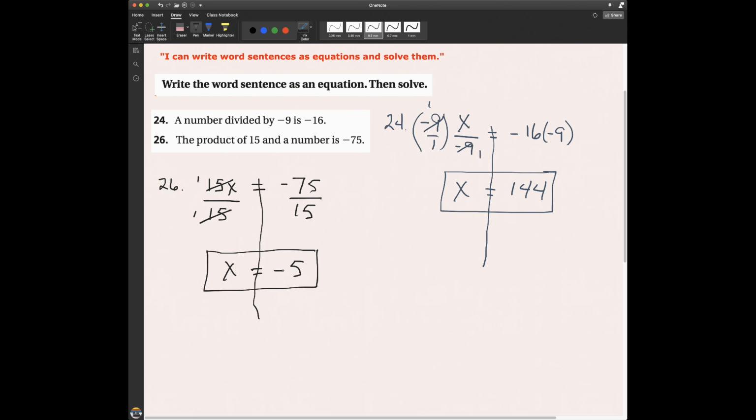So you can check this. In your calculator, take 15, multiply it by -5, and you will get -75. So here we go. We got some practice writing word sentences as equations, and then solving equations using the multiplication and division properties of equality.